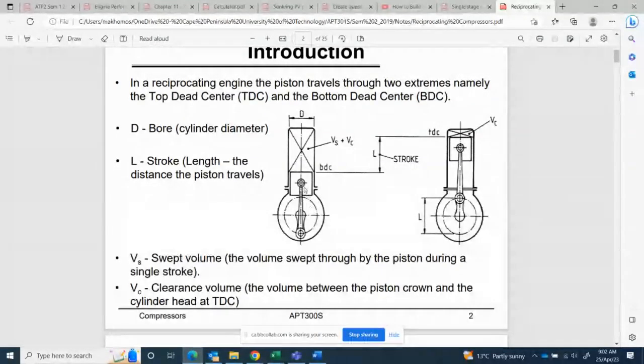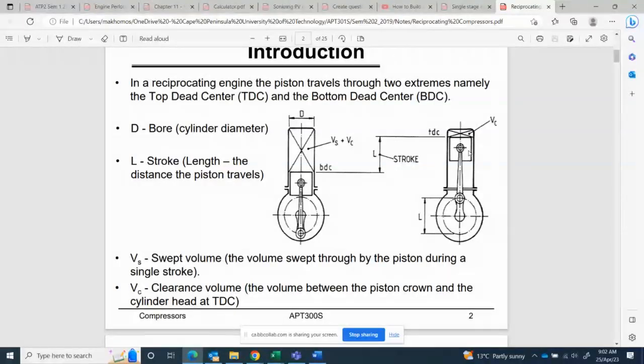You can see in the first sketch here, the piston is at BDC. I said BDC stands for bottom dead center. And the second one shows TDC. TDC is top dead center. So the difference between TDC and BDC is the stroke length of the compressor or the piston. Now, VS plus VC: VS stands for swept volume. Swept volume is the length or the volume that is covered by the piston.